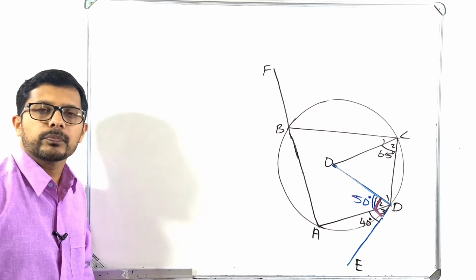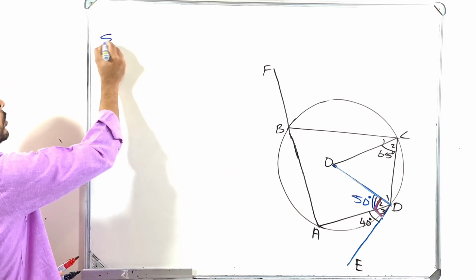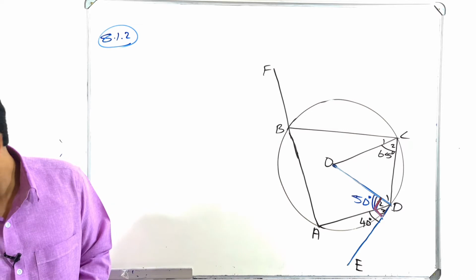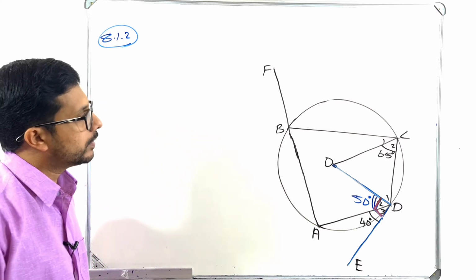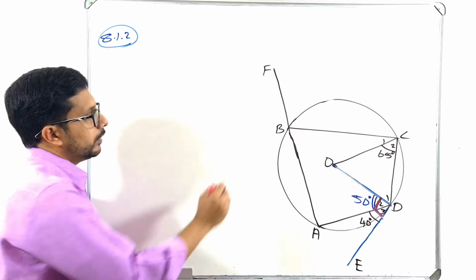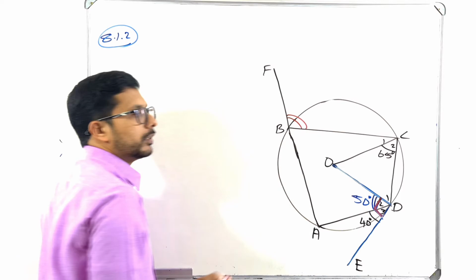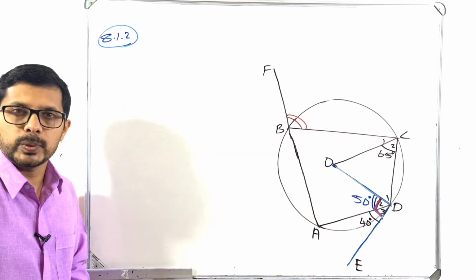Okay, now let's move to the next question, 8.1.2. What is that question? Angle FBC. Look at that question. You have to find angle FBC. Which one is FBC? That means you have to find this angle. That is the question. Okay, angle FBC.